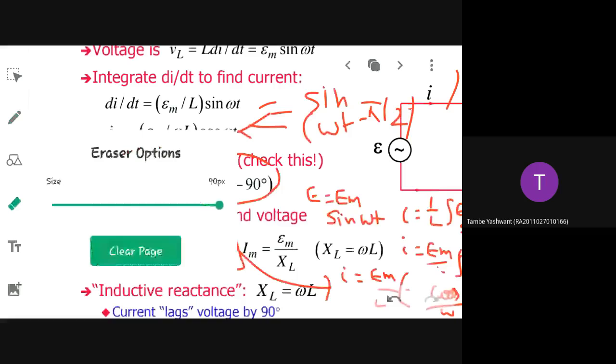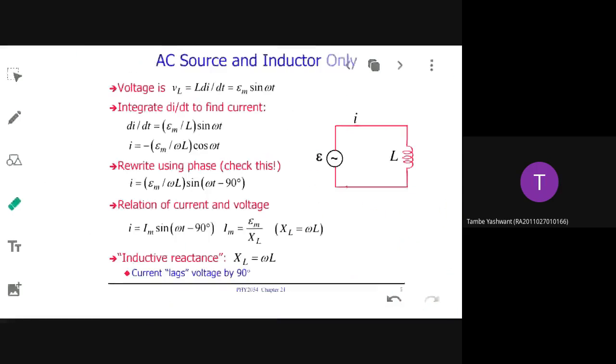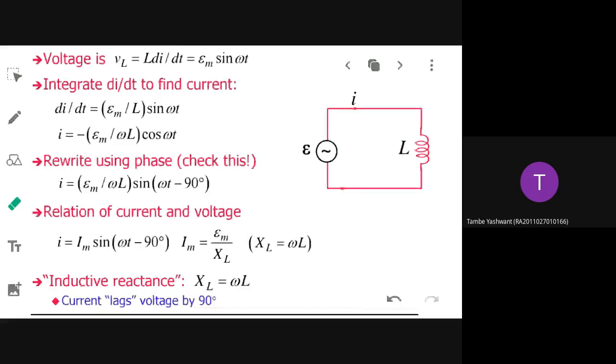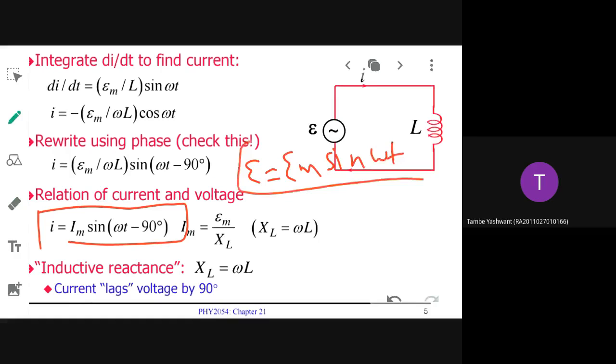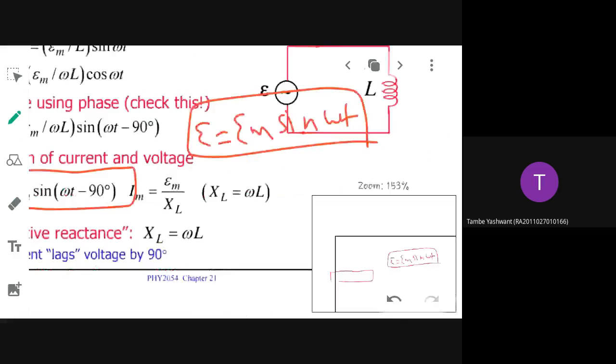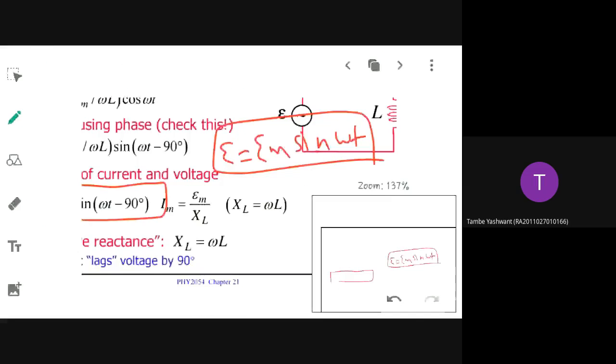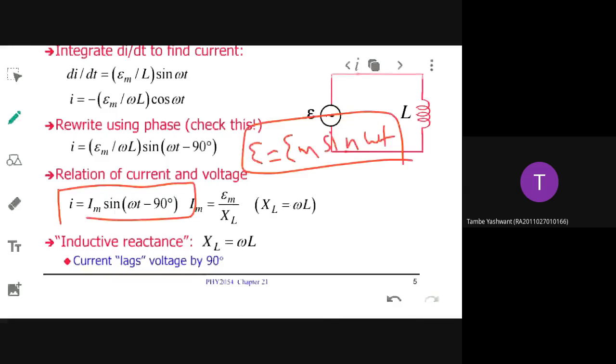If we keep V at the origin, then I is out of phase with it by 90 degrees. This is my I, and E is equal to Em sin omega t, my voltage. I want to draw the phasor diagram for these two. So again I am taking E as the reference. Now I want to draw the current.